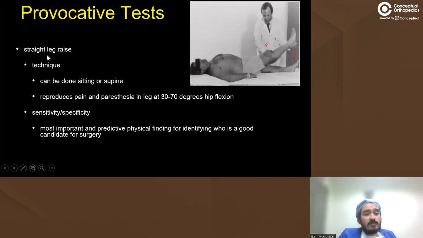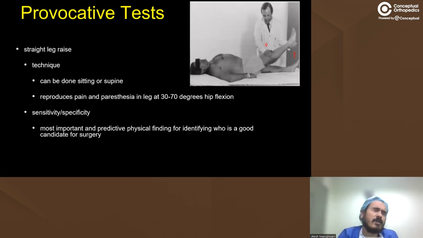Provocative test, as we discussed, straight leg raising test. The technique is most commonly done supine. It can also be done in the sitting position, wherein you elicit the straight leg raising when the patient is sitting. This test is mostly specific between 30 and 70 degrees of hip flexion. It reproduces the pain and the paresthesia in the leg. When we talk about sensitivity and specificity, it is decently sensitive. However, the specificity of the crossed SLRT is better. It is the most important and predictive physical finding for identifying who is a good candidate for surgery.